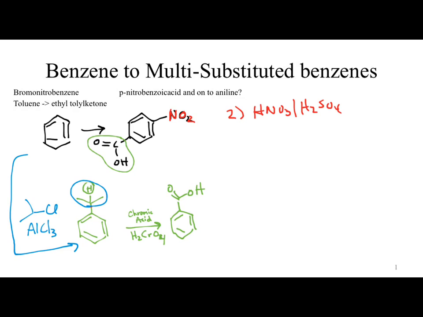Sorry, I stopped recording. If I take benzene and react it with isopropyl chloride in the presence of aluminum trichloride, I can add my isopropyl group. Once I have that isopropyl group, I can now react that species with chromic acid to make my acid attached to the ring, my benzoic acid. You guys follow the steps?